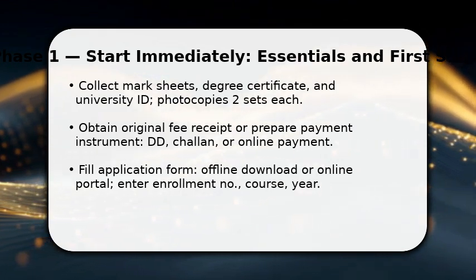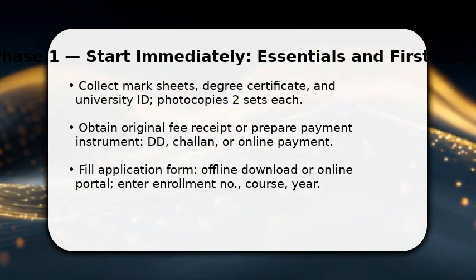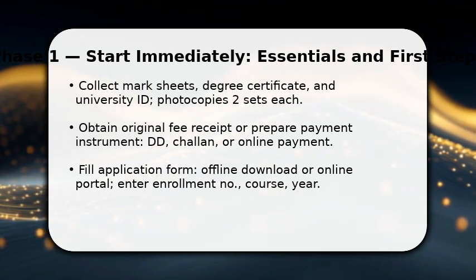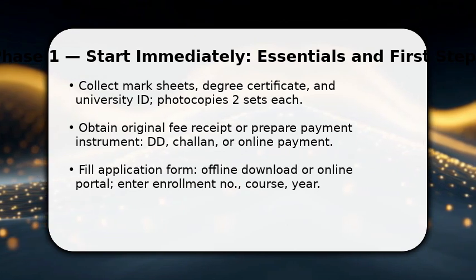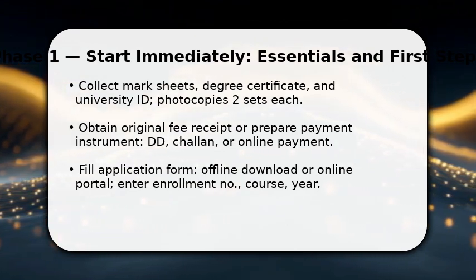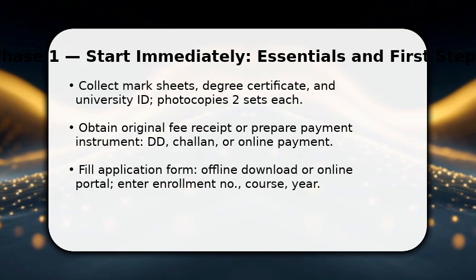Once done, access Gujarat University's transcript application form. Choose online portal for speed or download the offline form. Carefully enter enrollment number, course name, and year of passing. Check spellings because errors slow processing.